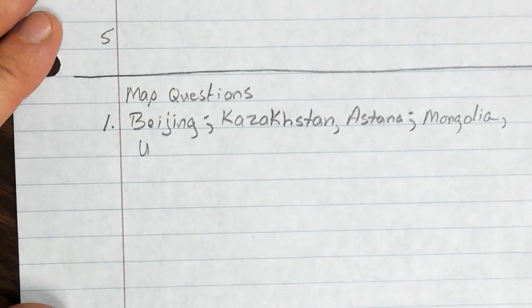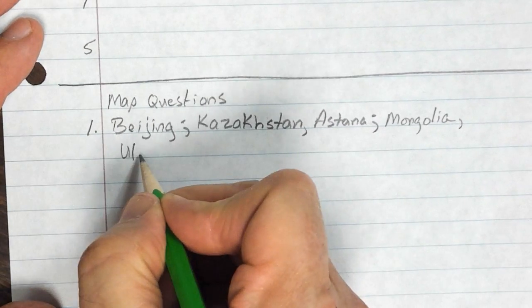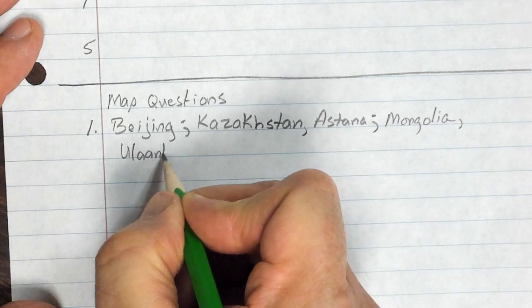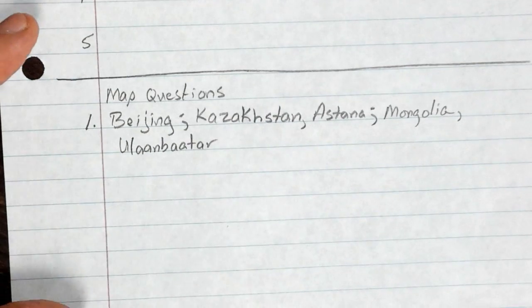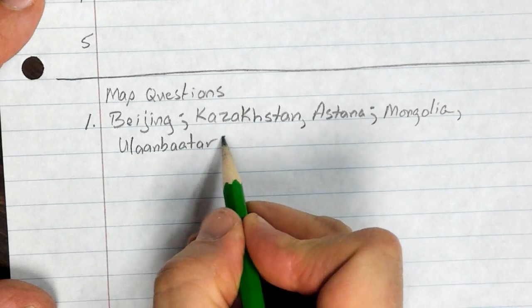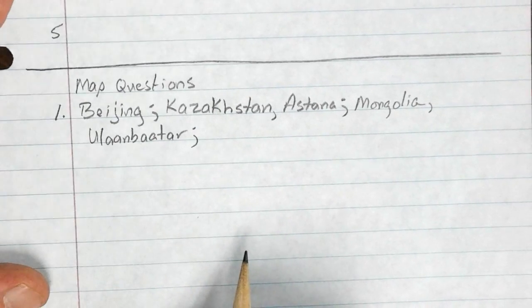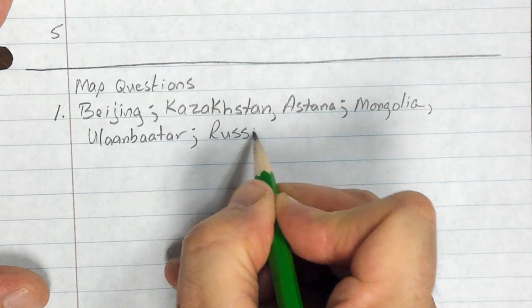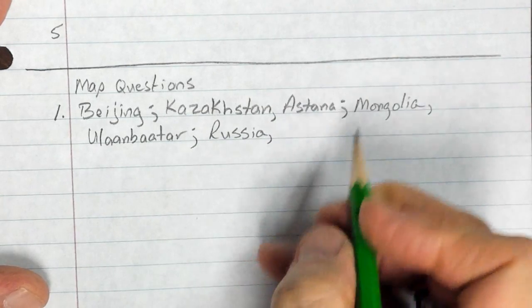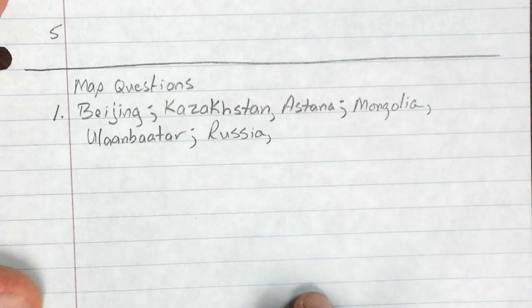Let me zoom back out. U-L-A-A-N-B-A-A-T-A-R. Ulaanbaatar. Semicolon. And then the last one was Russia. R-U-S-S-I-A. And I happen to know that the capital of Russia is not on that map.